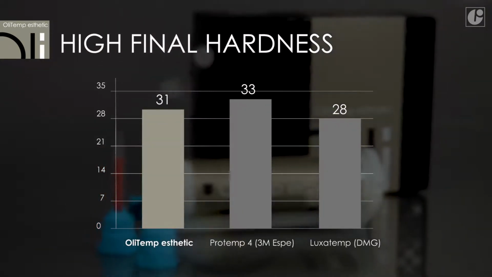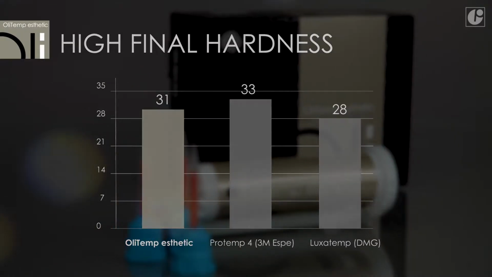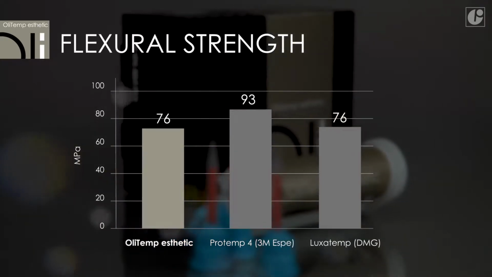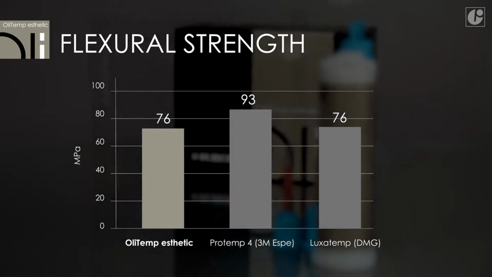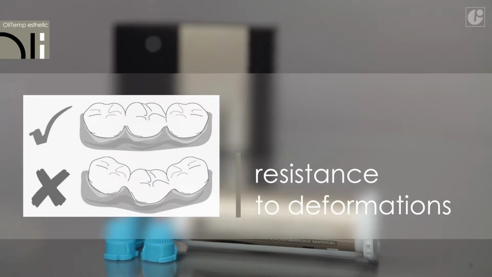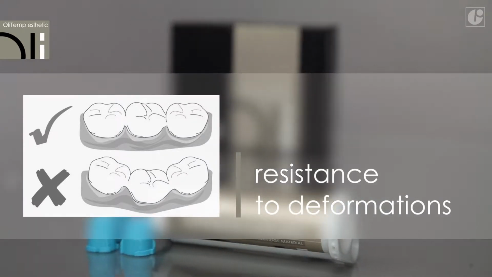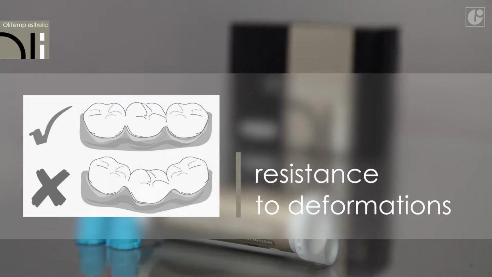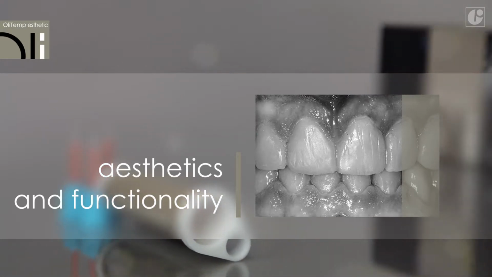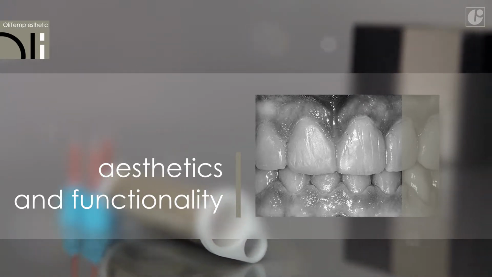OliTemp Aesthetic temporary restorations are resistant to fractures and deformation due to perfect mechanical parameters. Resistance to chewing forces ensures proper occlusion and support for adjacent teeth. Even extensive bridges are stable in both the short and long term. Besides aesthetic values, a temporary restoration protects the tooth pulp, stabilizes its position, and enables keeping the proper chewing function and correct phonetics.